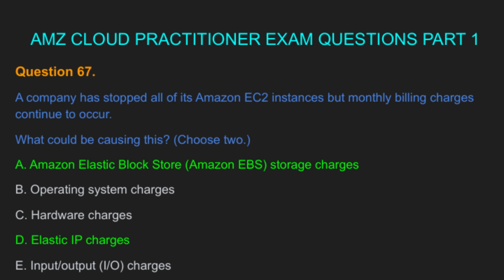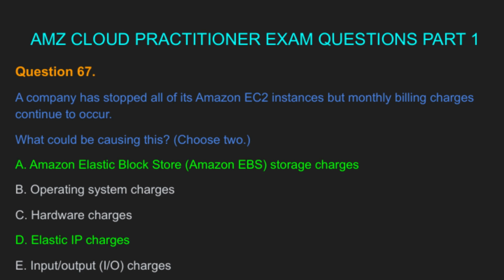When a company stops an Amazon EC2 instance, the instance is no longer running and therefore no longer consuming CPU or memory resources. However, other resources that are associated with the instance continue to incur charges. One of the resources that may still incur charges even when the instance is stopped is Amazon Elastic Block Store, Amazon EBS, storage charges. EBS storage is charged hourly and continues to incur charges as long as the data is stored.